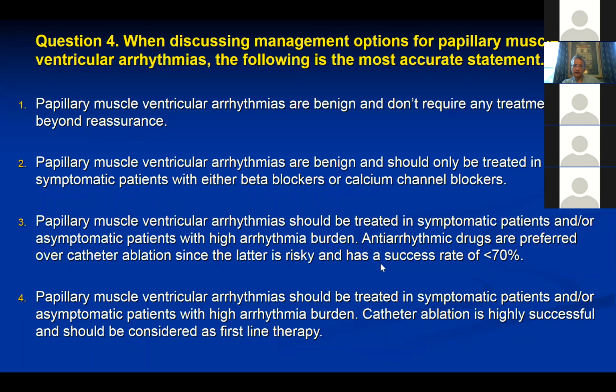The third option advocates treatment for symptomatic patients or asymptomatic patients with a high arrhythmia burden, but the preference is for antiarrhythmics over catheter ablation as the first option, because catheter ablation is not very successful for these arrhythmias. And then the last option talks about treating highly symptomatic patients or patients with a high burden of arrhythmia, and advocates for catheter ablation as the first choice because it's quite successful.